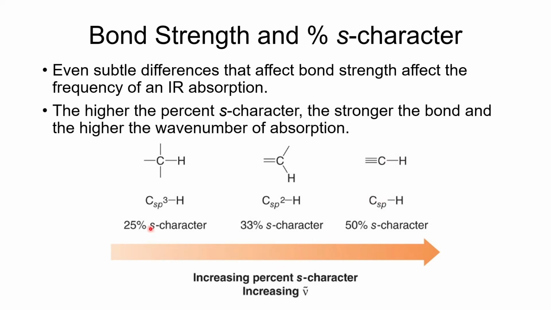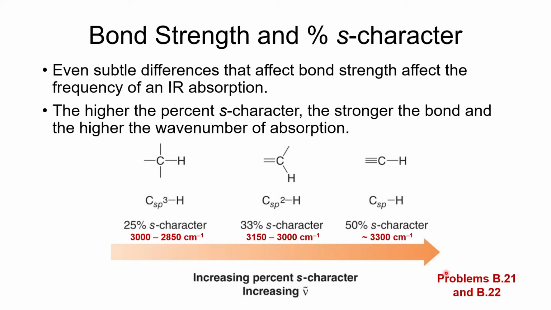The shorter the bonds are, the stronger they are, and the higher the frequency. And as we saw in the chart, it's 3000 down to 2850 for sp3 hybridized carbon hydrogens, 3150 to 3000 for sp2 hybridized carbon hydrogen bonds, and then finally about 3300 reciprocal centimeters for sp hybridized carbon hydrogen bonds.